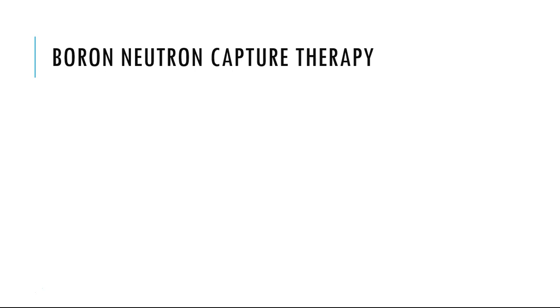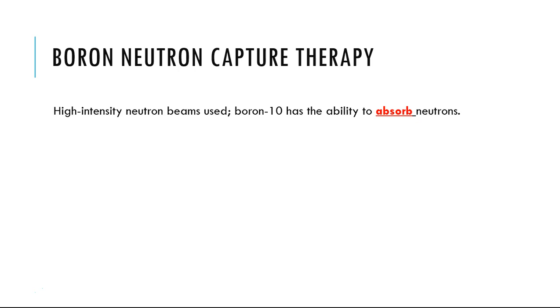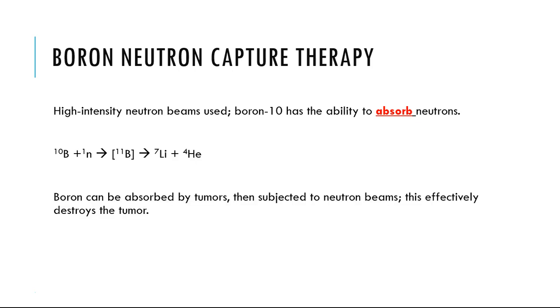There's also a technique called boron neutron capture therapy, and that uses high intensity neutron beams, and boron-10 has the ability to absorb neutrons. Boron's also used in nuclear reactors for this particular property. And so it absorbs a neutron to make a sort of intermediate boron-11 that then decays into lithium-7 and an alpha particle. So boron can be absorbed by the tumors, and once it's there in the tumors, it can be subjected to the neutron beams. So the reason this destroys the tumor is that once boron has been subjected to the neutron beams, it emits an alpha particle, which is then in just the right place to destroy the cancer cells.